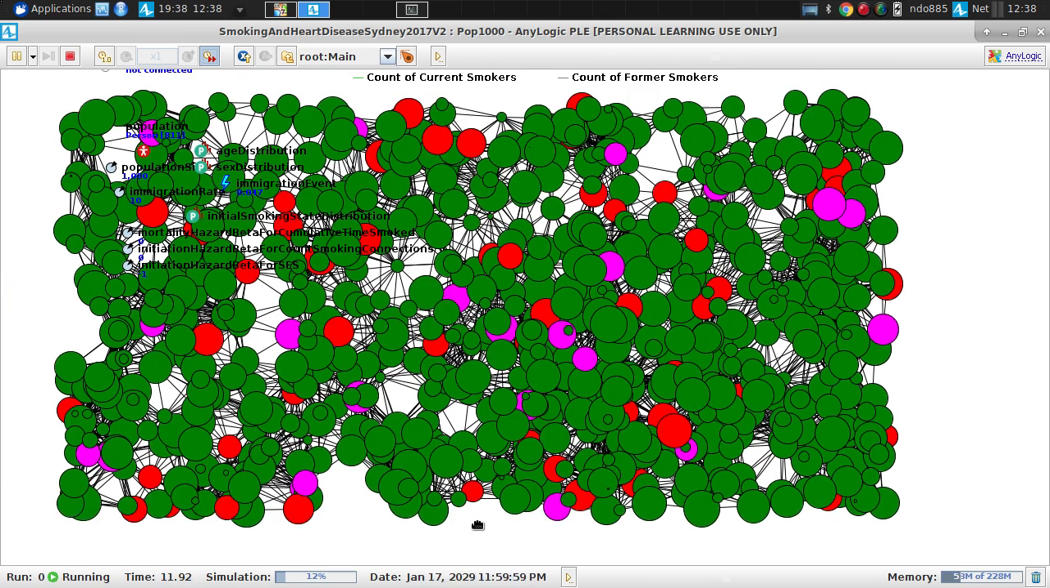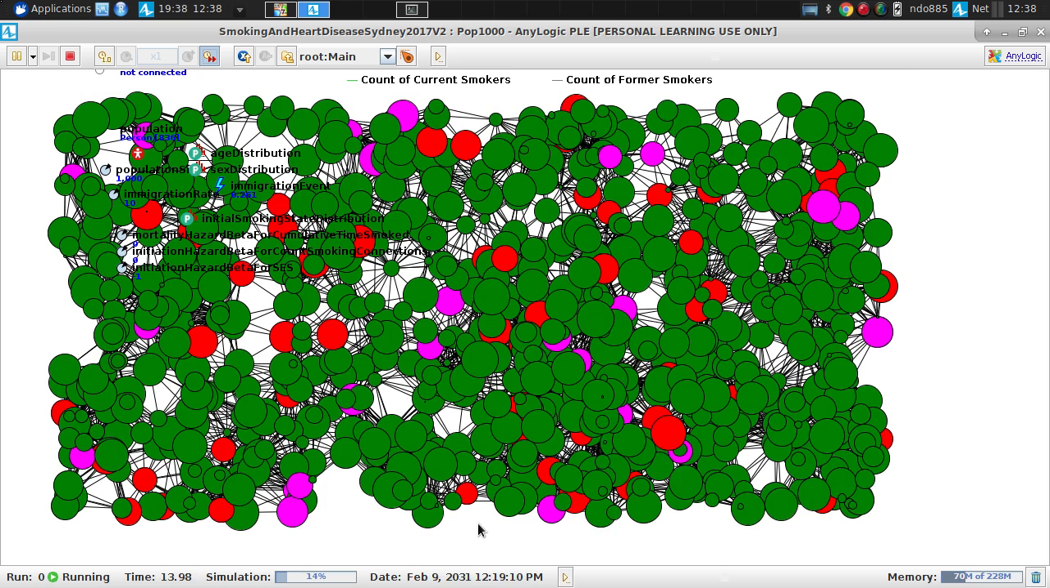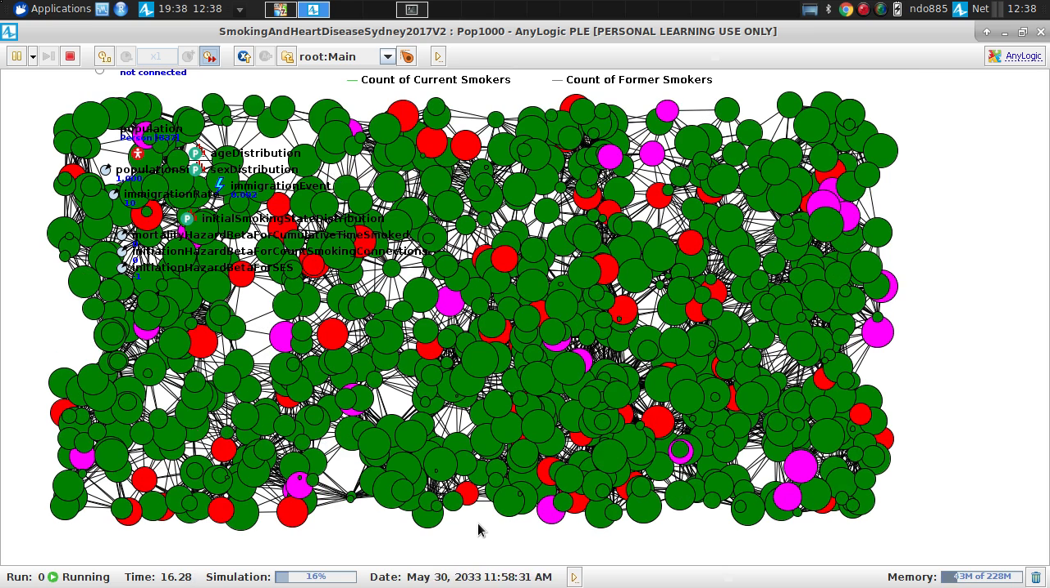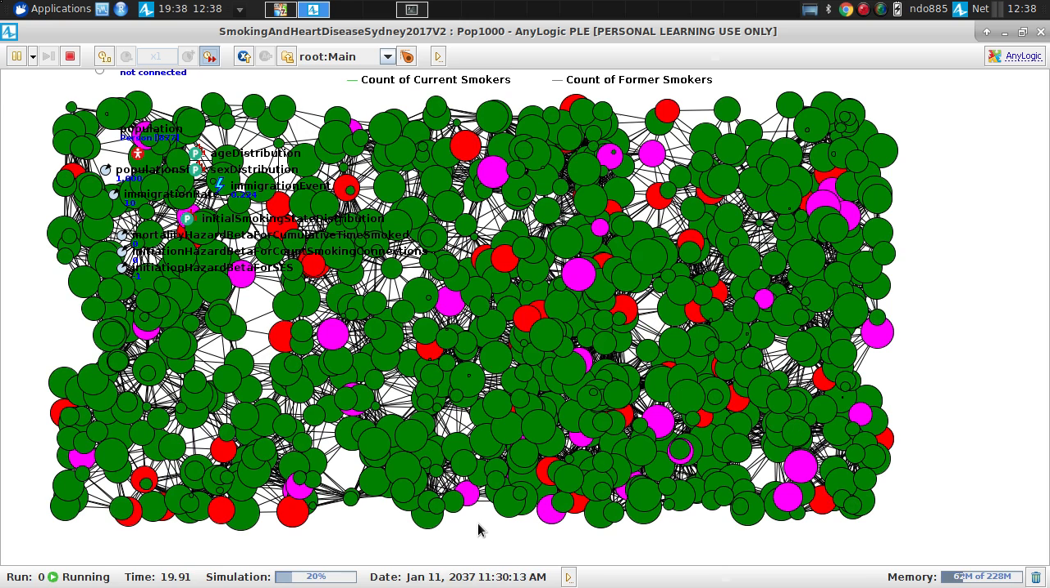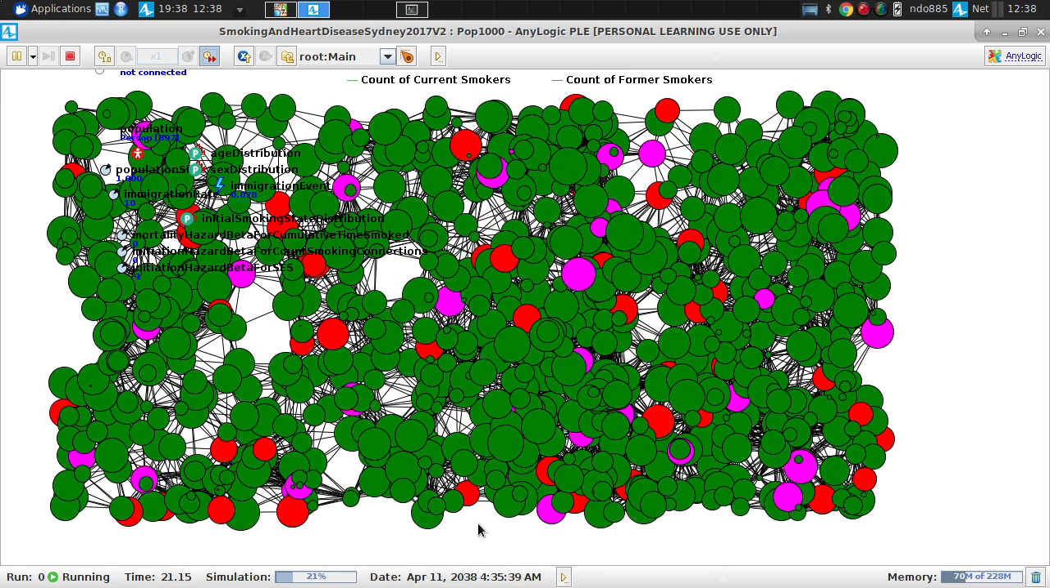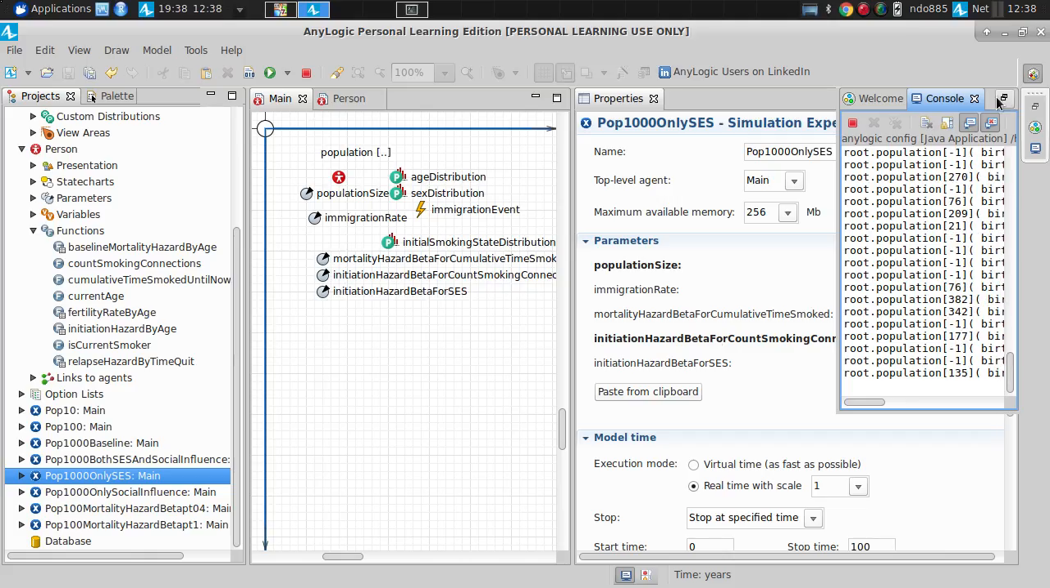Here we go. Some gradient, I would expect. Maybe I'm missing it here. It's not obvious that there's a striking gradient. What do you think? Did I miss something?